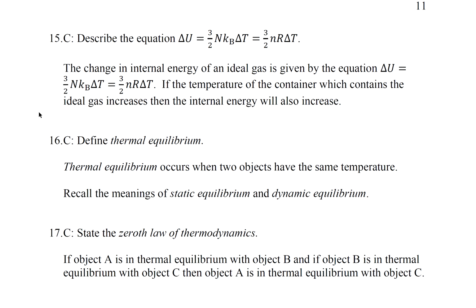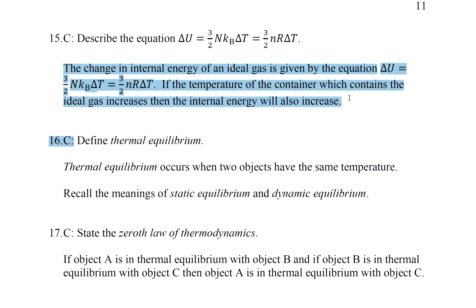Question 15, describe the equation U equals 3/2 nk sub b delta T, which is also equal to 3/2 nR delta T. So the change in internal energy of an ideal gas is given by this equation. If the temperature of the container which contains the ideal gas increases, then the internal energy will also increase.